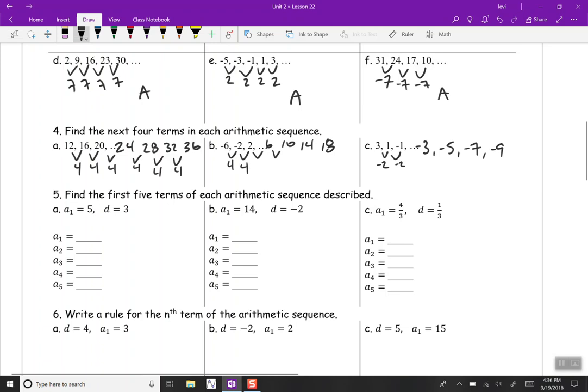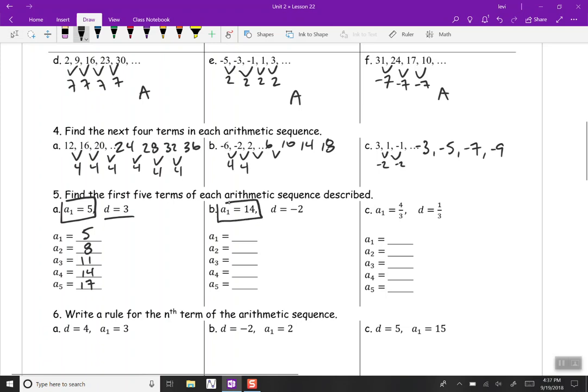Find the first 5 terms of each arithmetic sequence. So a sub 1 equals 5. That means the first term is 5. If our common difference is 3, then that means we add 3 to get to the next term. So our next terms would be 8, 11, 14, and 17.